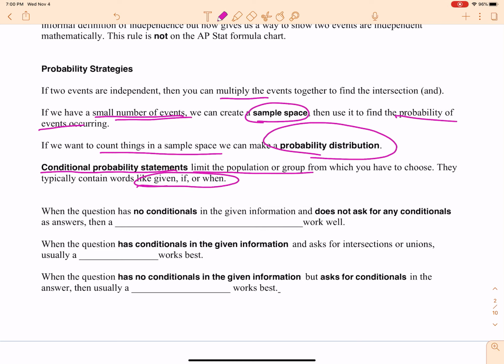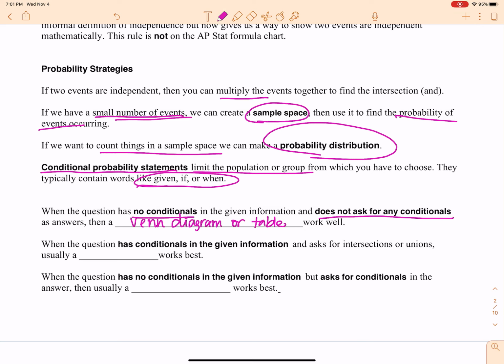Okay, when a question has no conditionals, that means if, given, or when, in the given information, and does not ask for conditionals, so no conditionals are given, no conditionals are asked for, then the best thing to use would be a Venn diagram or a table.